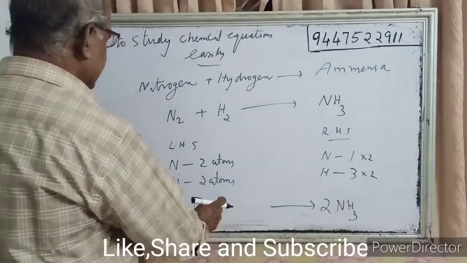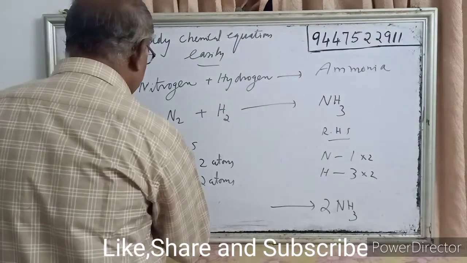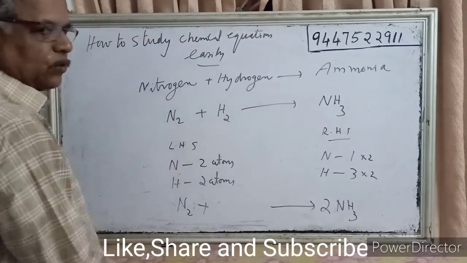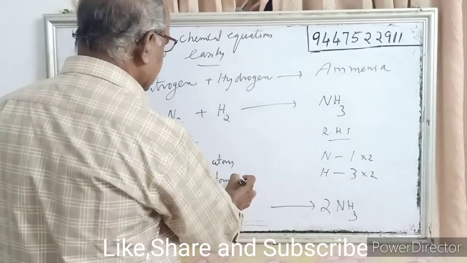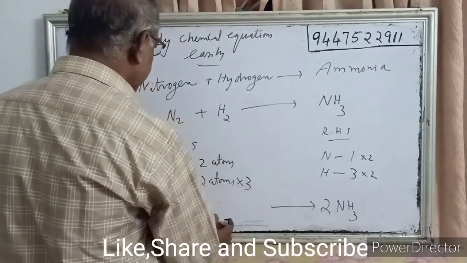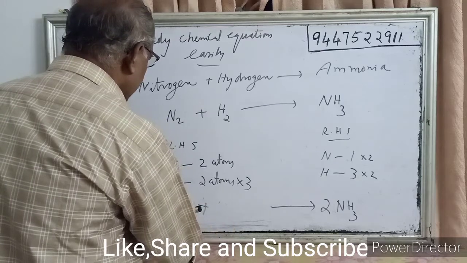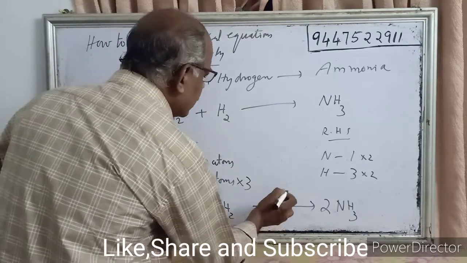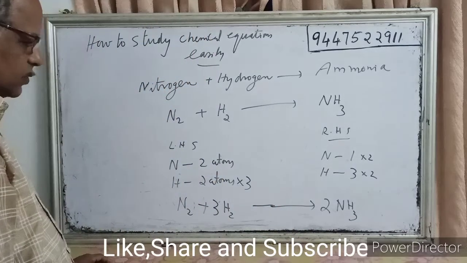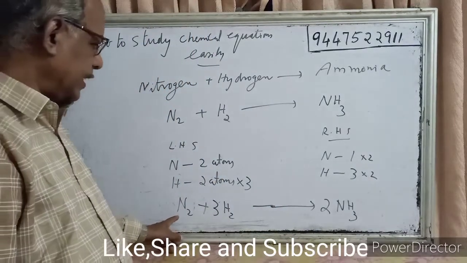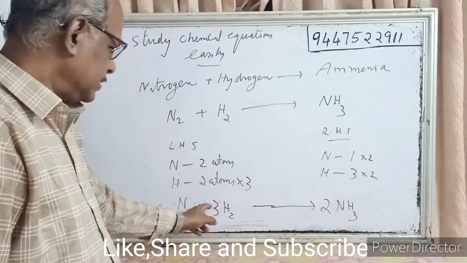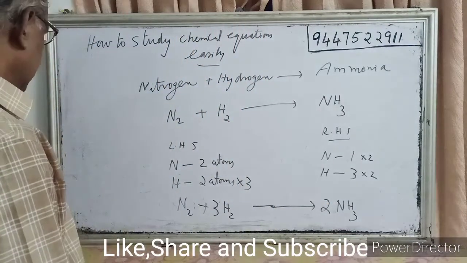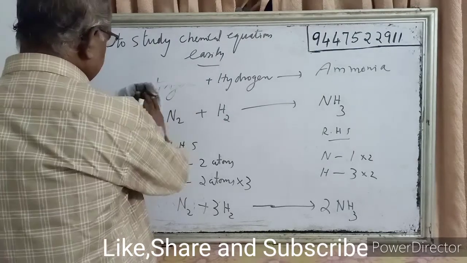On the left hand side, N2 plus hydrogen, this contains only 2 atoms, but the right contains 6 atoms. So multiplying with 3: N2 plus 3H2 gives 2NH3. So that is the balanced chemical equation: 2 nitrogen atoms, 2 nitrogen atoms, 6 hydrogen atoms, 6 hydrogen atoms. The next example.